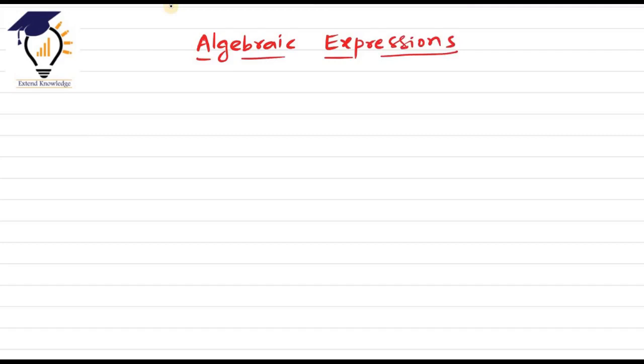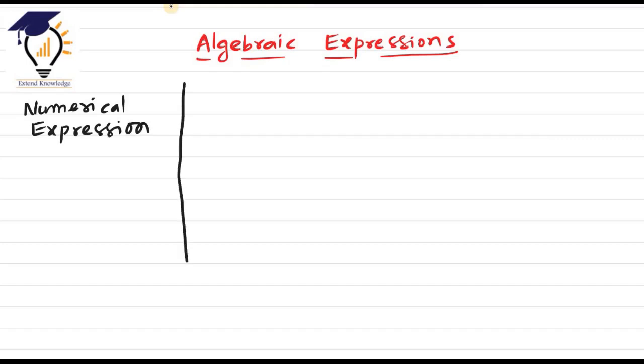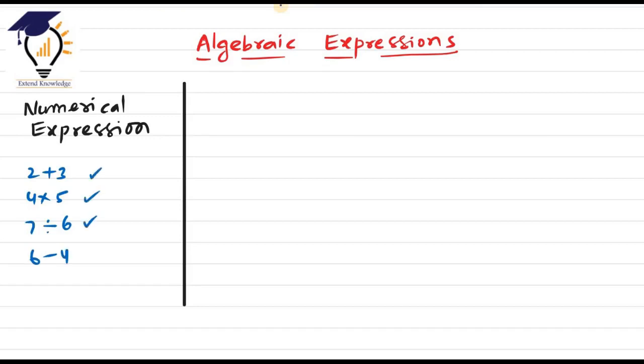Before going to the definition of this one, first let's see what a numerical expression is. A numerical expression contains operations in between numerals: 2 plus 3, 4 into 5, 7 divided by 6, 6 minus 4. All these operations are in between two numerals, so these expressions are called numerical expressions.